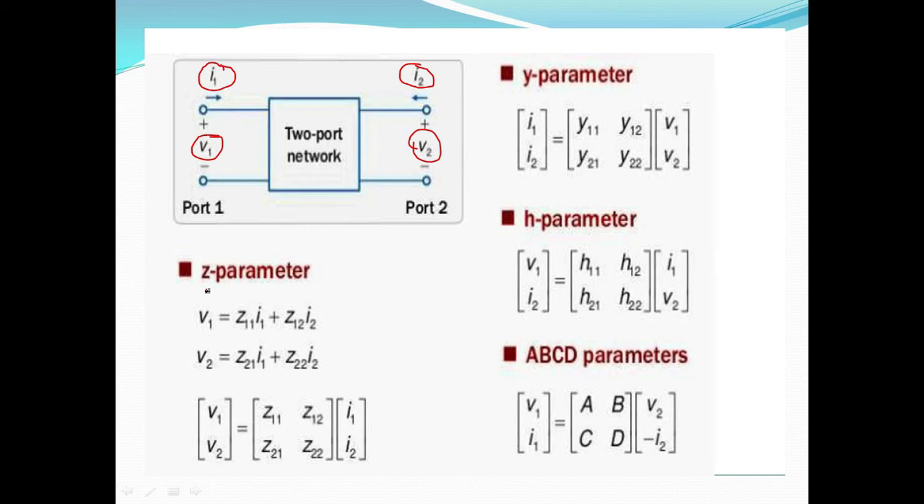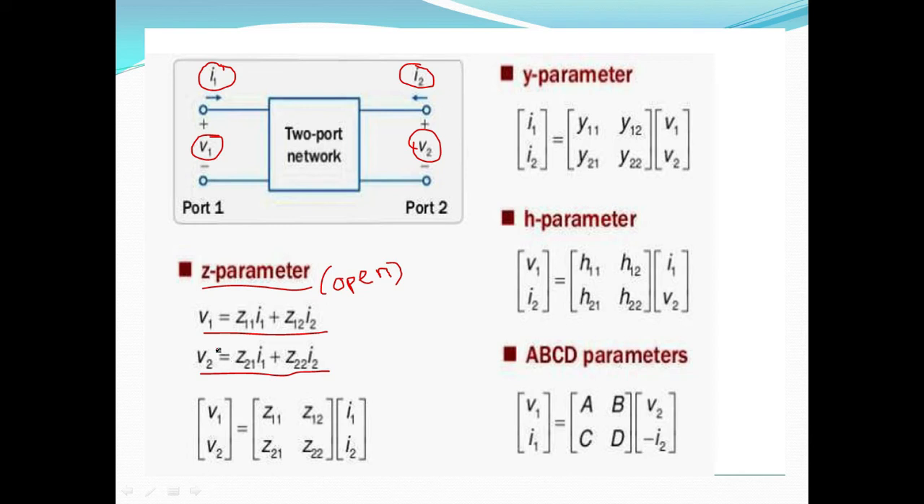Then here is the open circuit parameter. Why it is called the open circuit parameter, I have told you. Then we write the equation: V1 is equal to Z11 I1 plus Z12 I2, and V2 is equal to Z21 I1 plus Z22 I2.